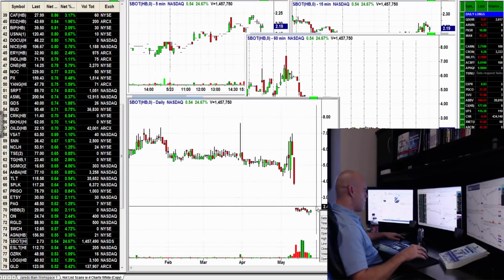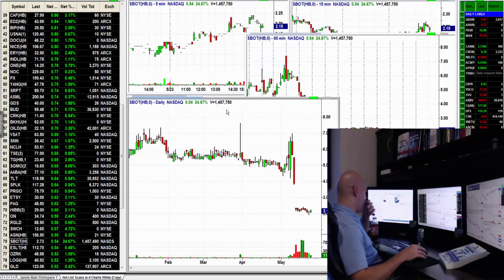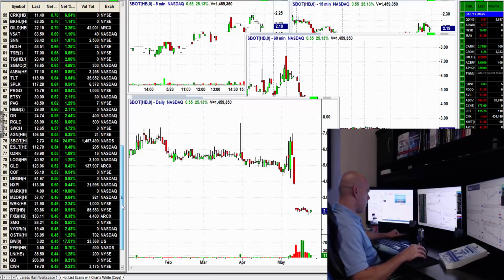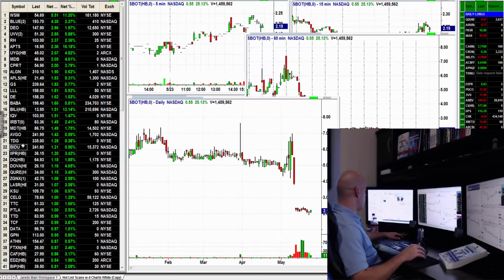$2.73. Gapping right over that area. Normally this stock is very thin, but today it's doing 1.4 million shares. It could be a buyout, I don't know, but I'm going to put it on the list. Remember, guys, we're going to go back over this list later on and take off what we don't like and maybe add one or two that we do like.